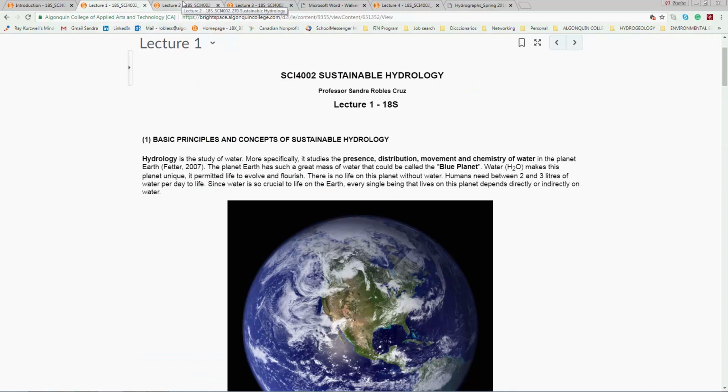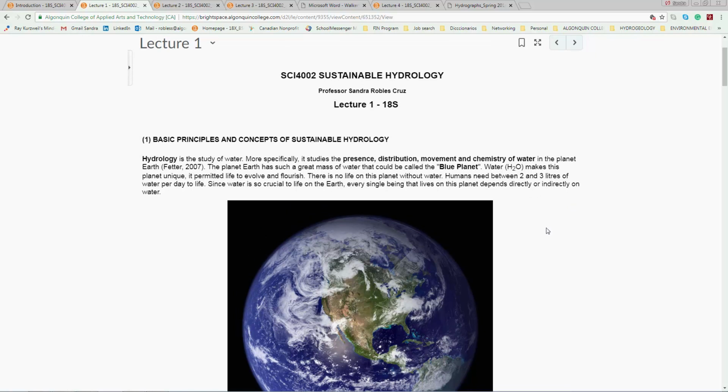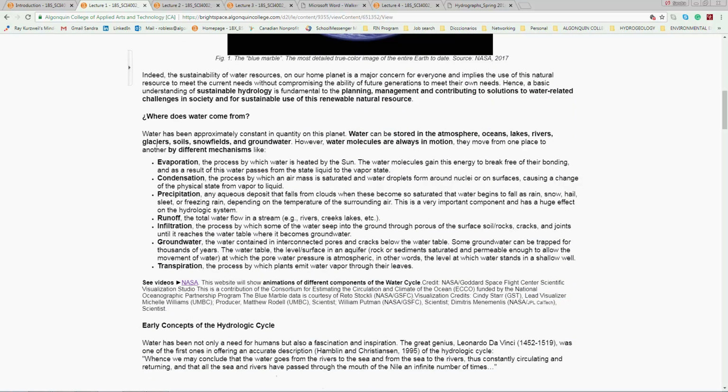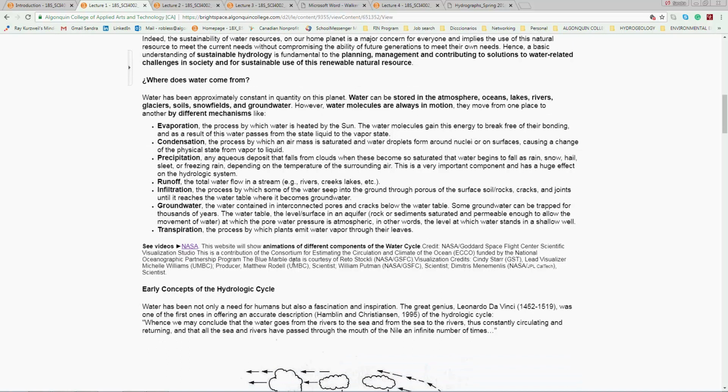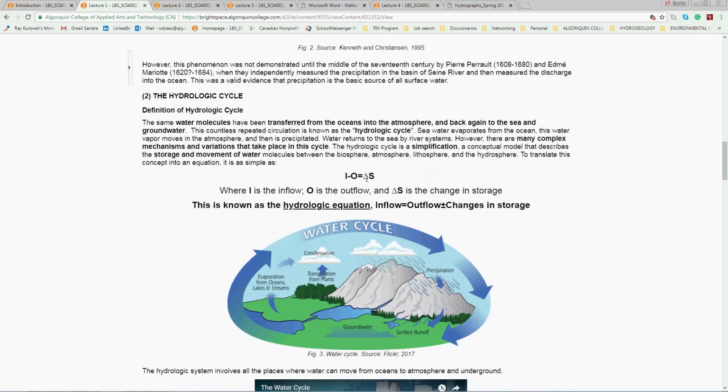So each week we have the lecture, and in the lecture I summarize the most important points. So we saw the basic principles, this is lecture number 1, basic principles and concepts of hydrology. So I could recommend you to review these concepts, these definitions. I know they are very basic, you know that from high school and even before that, but it's important to have these basic concepts clear for sustainable hydrology.